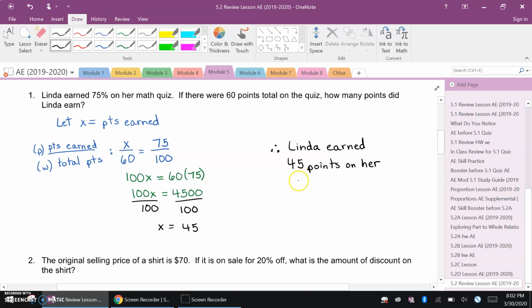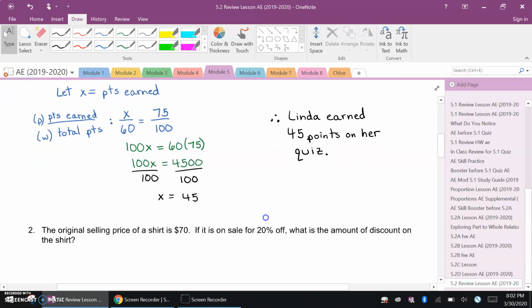So we want to make sure we wrap it up by putting it in a complete sentence at the end so the reader knows what's going on.